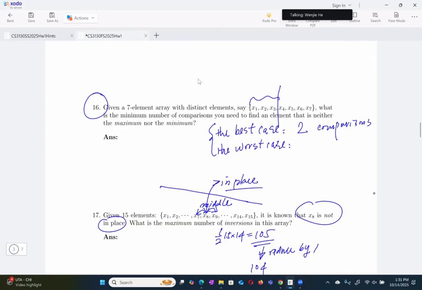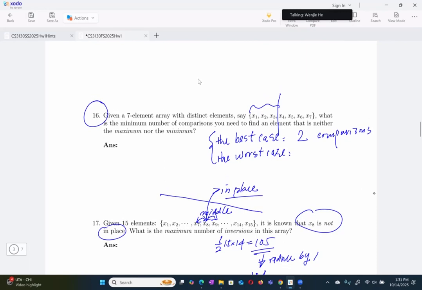Because the best case, you didn't cover all the cases. There is another case you didn't cover. That case is worse. You should pick that worst case. Worst, 3 comparisons. And in this question, I didn't mention best case, worst case. If we do not say anything, it must be worst case. The default case is the worst case.